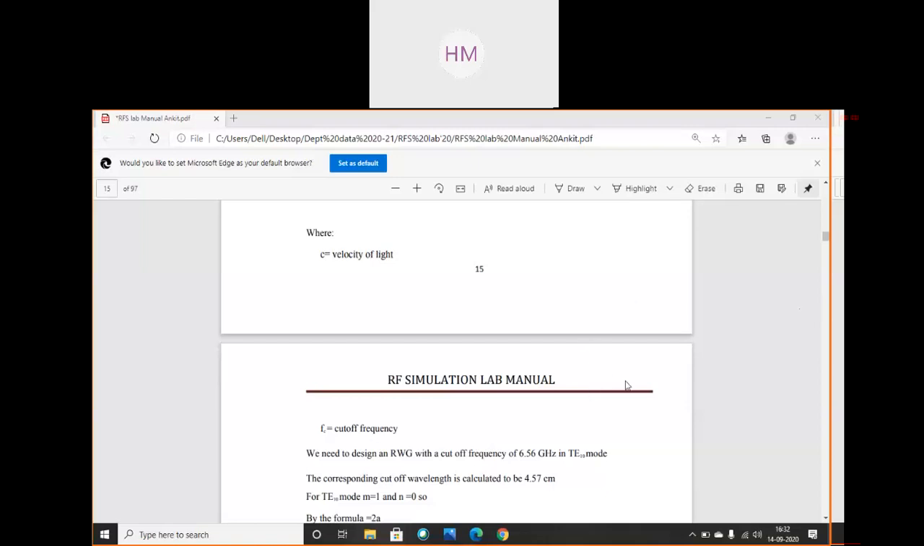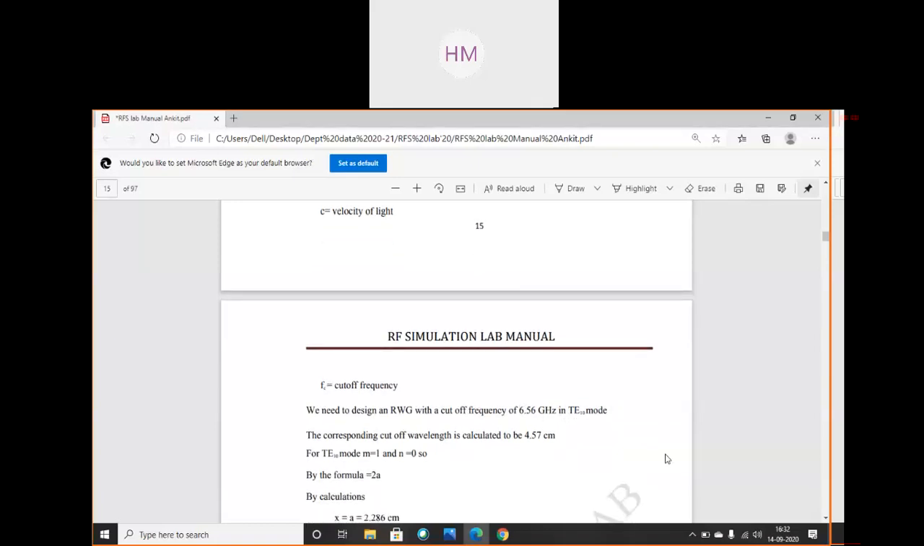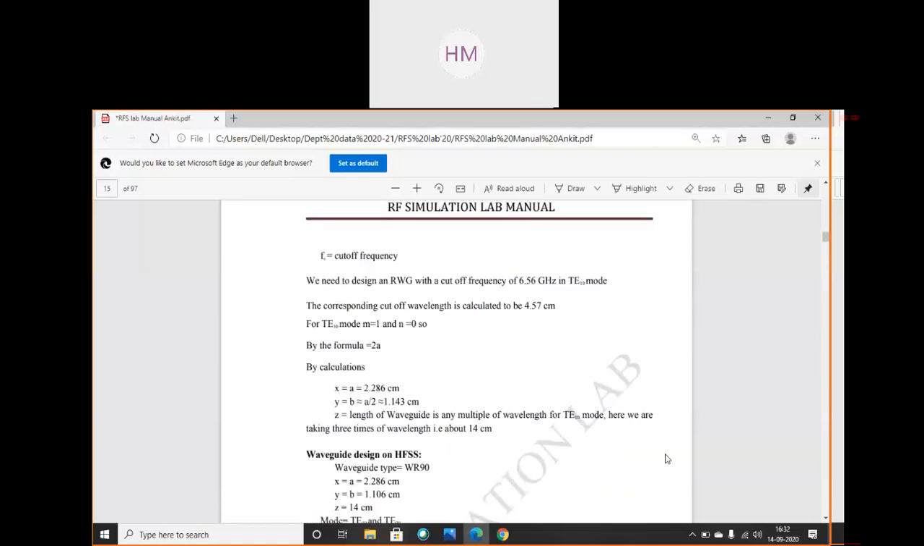Now write down, we need to design a rectangular waveguide with cutoff frequency of 6.56 gigahertz in TE10 mode. So for TE10 mode, the corresponding cutoff wavelength, see, cutoff wavelength is lambda c.